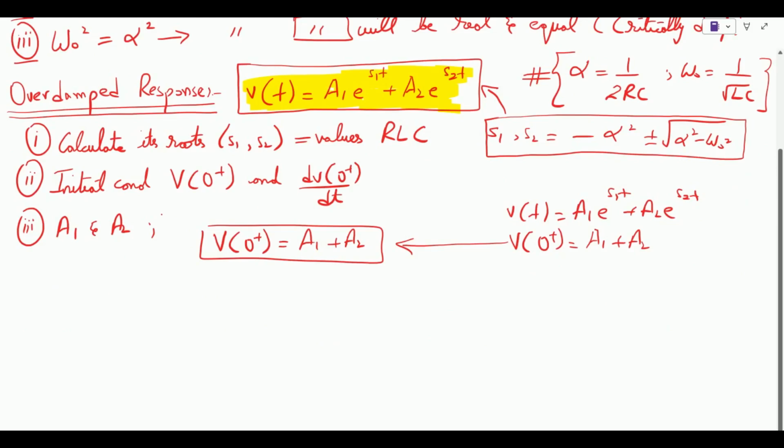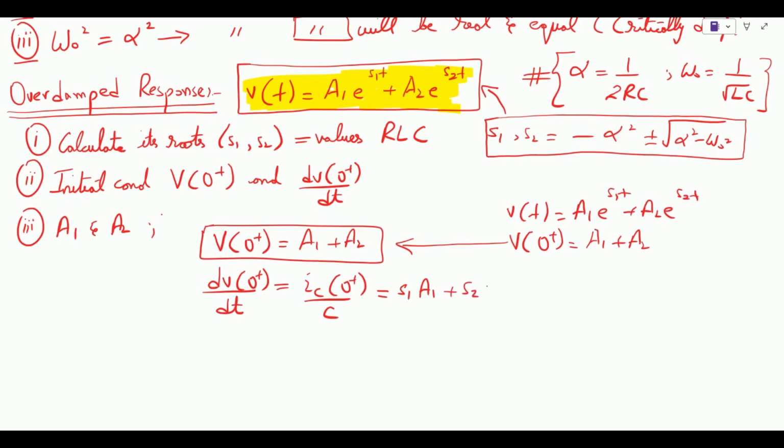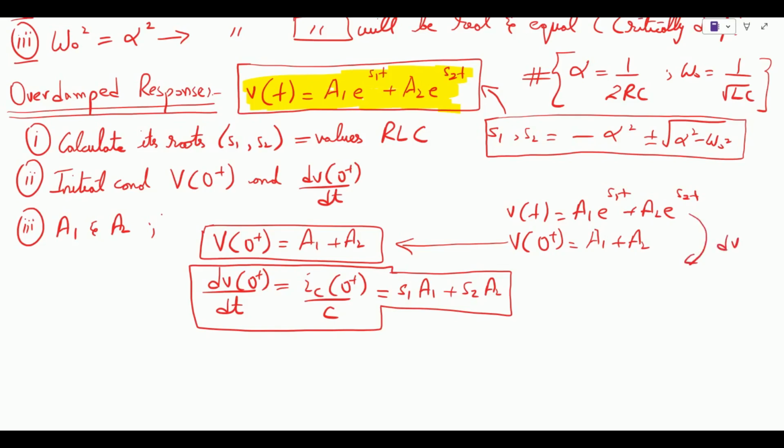The second equation, which will help us find A1 and A2, the initial conditions, relies on the rate of change or the differentiation of the voltage. It can be written as IC(0+) divided by C, and this is going to be S1A1 plus S2A2. This is the second equation that helps us find the unknown initial conditions A1 and A2. Again, the second equation comes from the basic equation. If we differentiate this equation and then put time equals 0, we get this form of the equation. So this is how we have reached these two equations, which help us find the initial conditions A1 and A2 for the overdamped response.